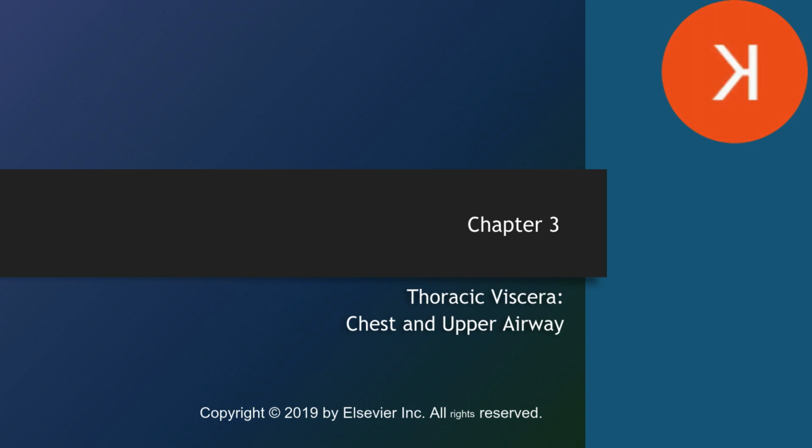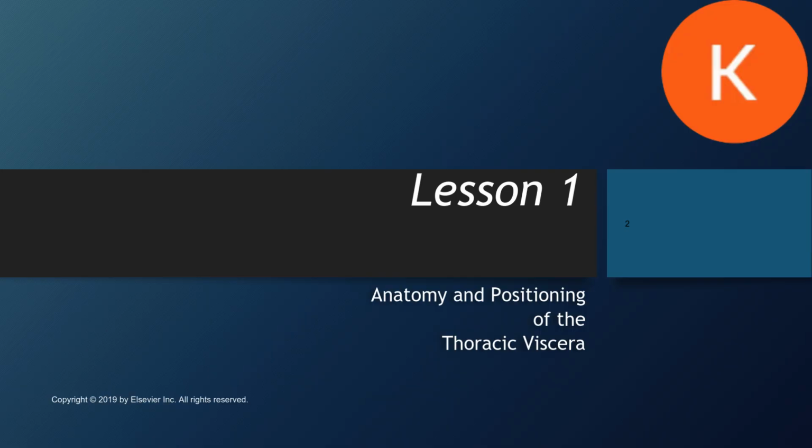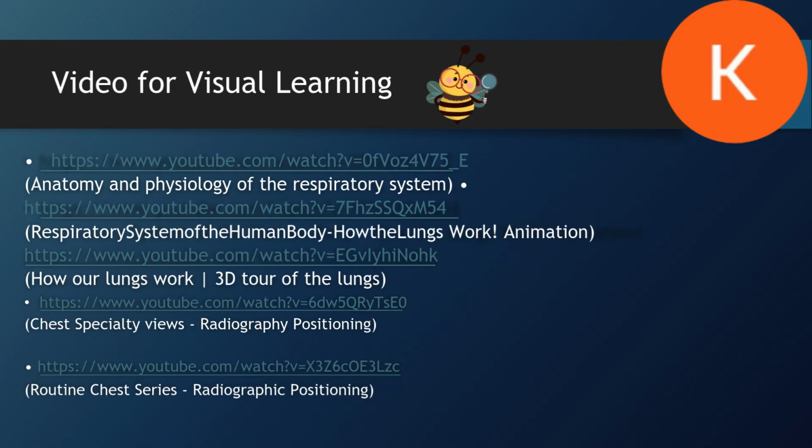Today we will focus on thoracic viscera, which includes the chest and upper airway. We'll review anatomy, physiology, and how this knowledge applies to radiographic positioning. By the end of this lesson, you should understand the structures of the thoracic cavity and how proper positioning improves diagnostic image quality.